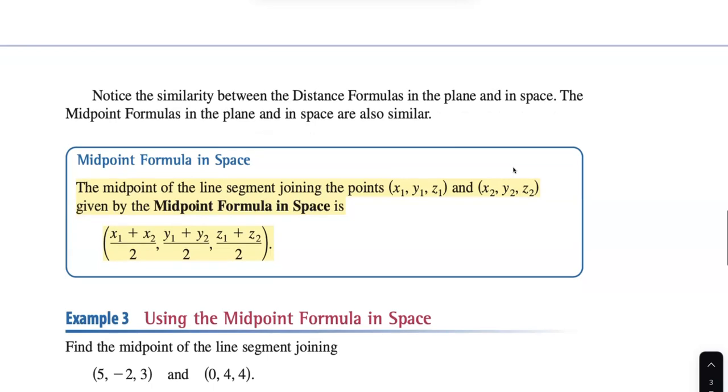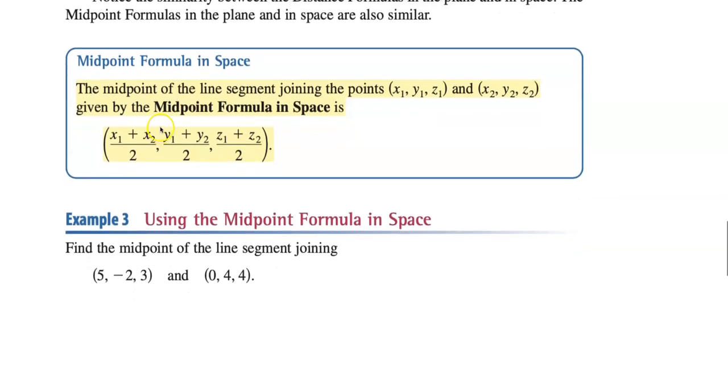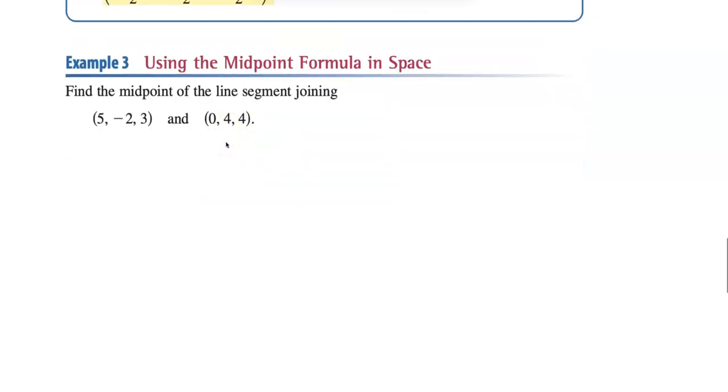Okay, the midpoint formula is the exact same concept. You're just adding a third component, which is the z coordinates. The midpoint of 2 spots is this right here; with a third spot, you just add a third component. Super easy.